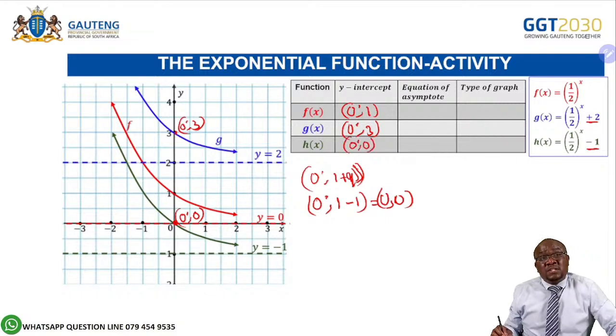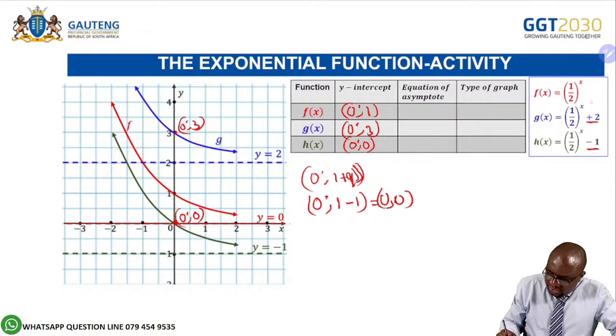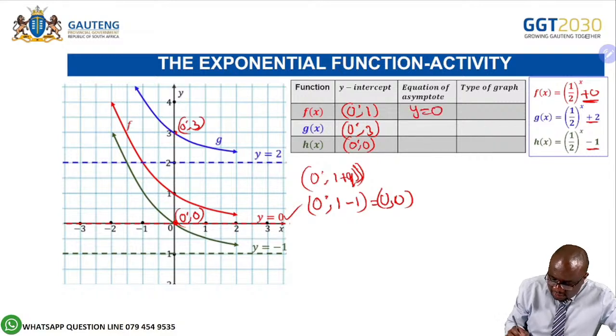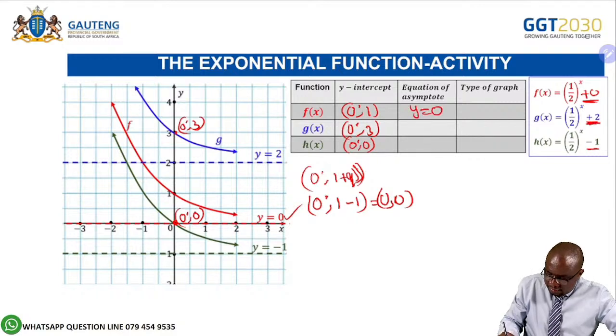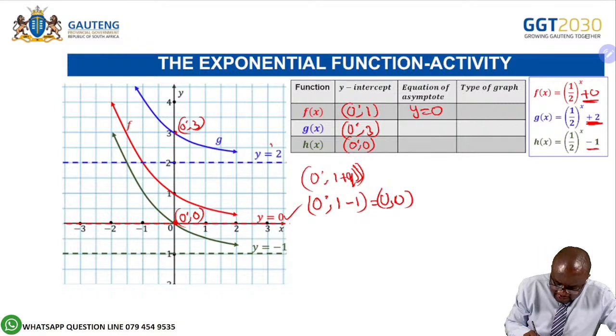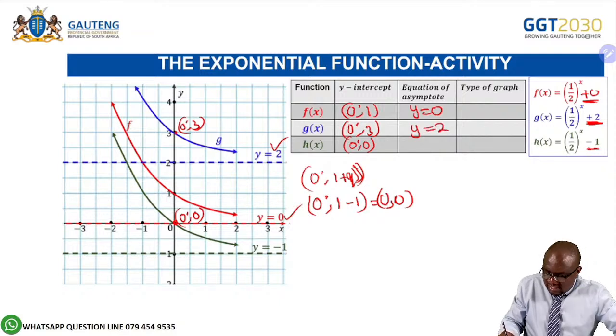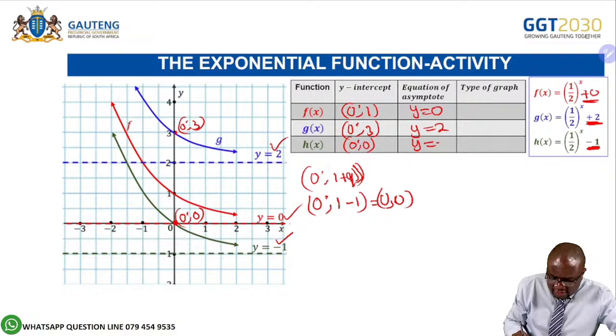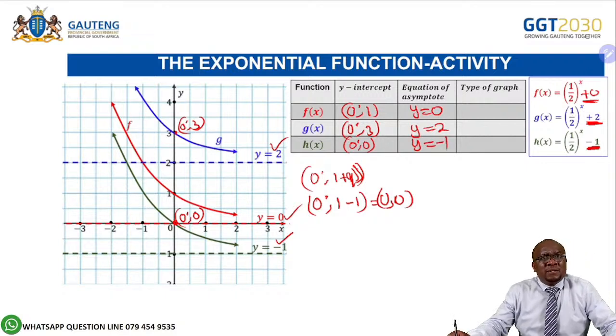And then the equation of the asymptote. Our q here is 0, so can you say y is equal to 0? Yes, it is there. Our q is positive 2 here, so is it y is equal to 2? Yes, y is equal to 2. And then it's negative 1 here, so is our equation of the asymptote y is equal to negative 1? Yes, we can see that.